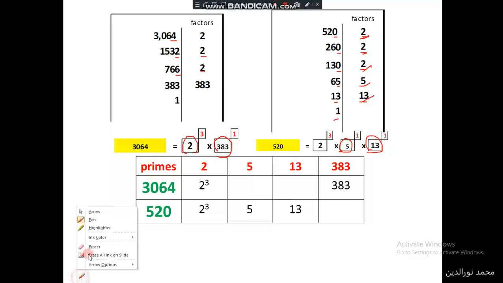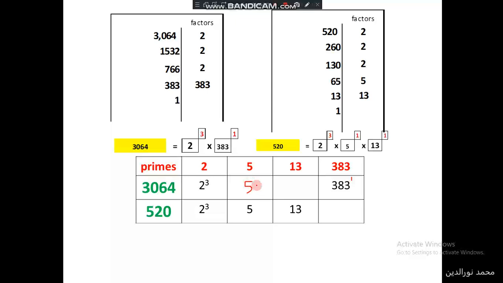For the first number, we write it in the table: 2 power 3 times 383 to the power 1, and here we have 5 power 0 and 13 power 0, since there is no 5 or 13 in this decomposition. 5 power 0 is 1. 520 could be written in this way: 2 power 3 times 5 power 1 times 13, and don't leave this empty, we put 383 to the power 0.